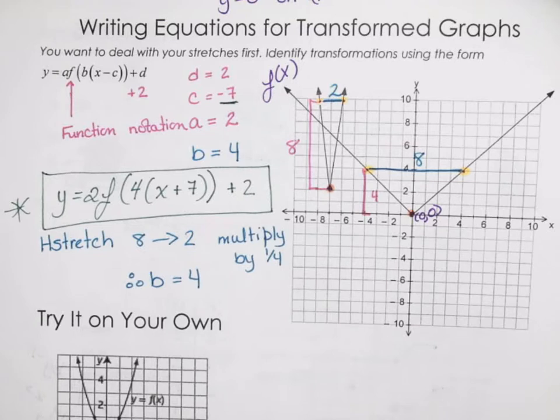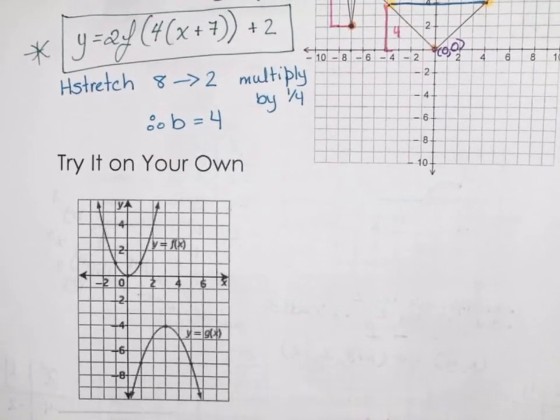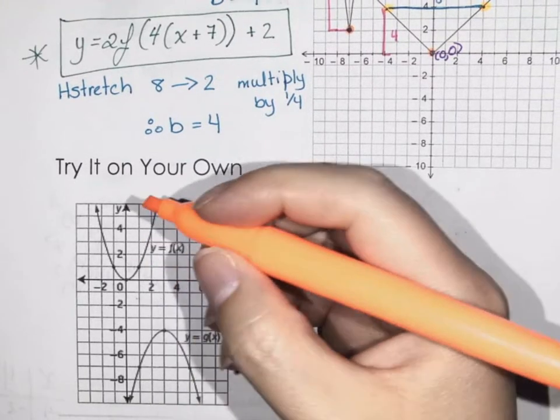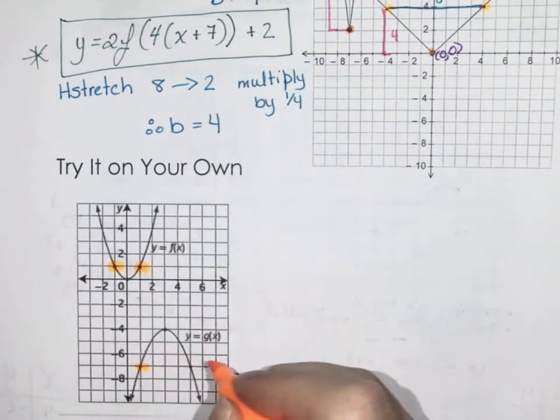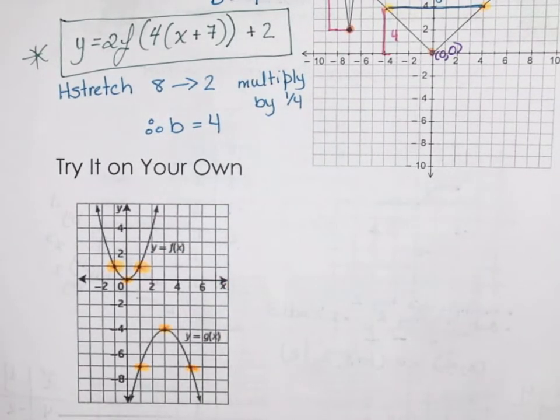Okay, all right. I'm going to leave you to do the try it on your own one. So these points translate to those points. So we're going to go, f of x is your parent function.